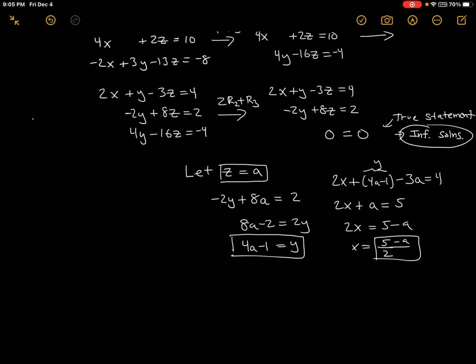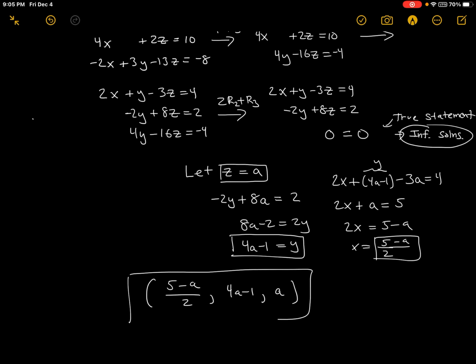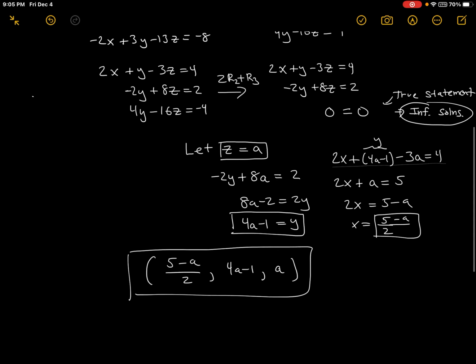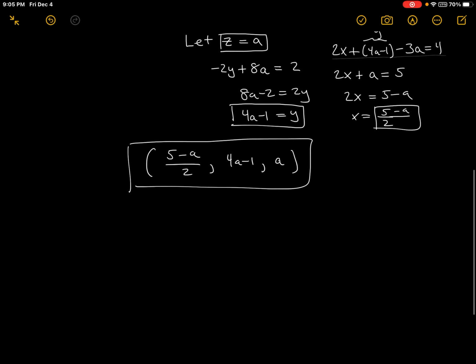So my final answer, even though it's infinite solutions, you write it in this form: x is 5 minus a over 2, y is going to be 4a minus 1, and then z, of course, is equal to a. Typically when you get infinite solutions, you want to write it in a particular form. Basically you just do an a substitution, let z equal a, and then you keep plugging back into the previous equation above it and then the previous equation above that. Because we're in row echelon form, it's easier to substitute. All right, so let's do one more example.